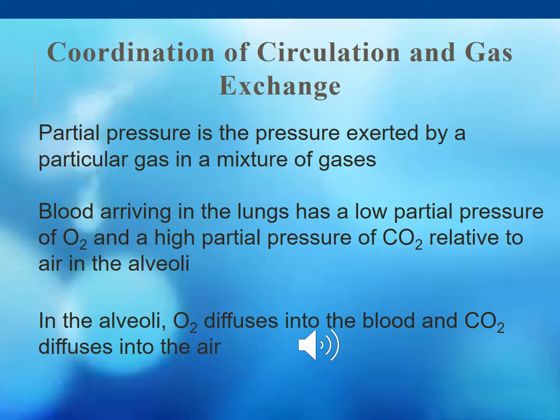Blood arriving in the lungs has a low partial pressure of oxygen and a high partial pressure of carbon dioxide relative to air in the alveoli. In the alveoli, oxygen diffuses into the blood and carbon dioxide diffuses into the air. By the time the blood leaves the lungs and the pulmonary veins, the partial pressure of oxygen and partial pressure of carbon dioxide match the values for those gases in the alveoli.